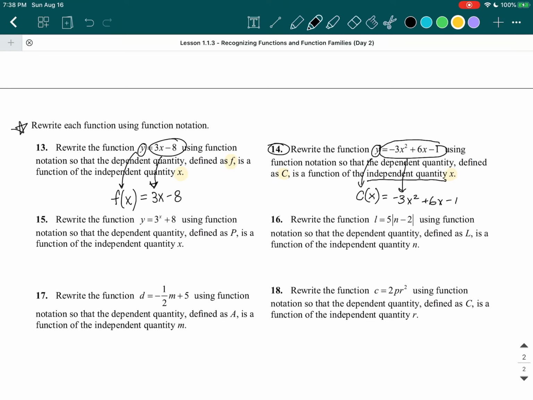And we're good. Okay, so now you guys have to do 15, 16, 17, and 18. Make sure you ask questions if you have any.